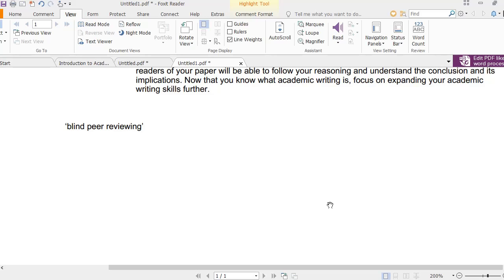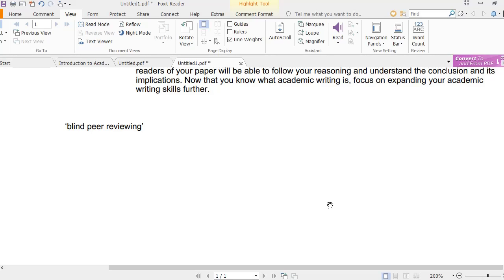A paper is submitted by a scholar for publication to a particular journal, and the editor of the journal, without the name or any details of the writer, gives it to other scholars or reviewers. The reviewers read the paper and determine if it is worth publishing, but there are no details of the writer in that paper, and the identity of the reviewers is never disclosed to the author of the paper. So the reviewers don't know the writer, and the writer doesn't know who the reviewers were. That is what is meant by blind peer reviewing.